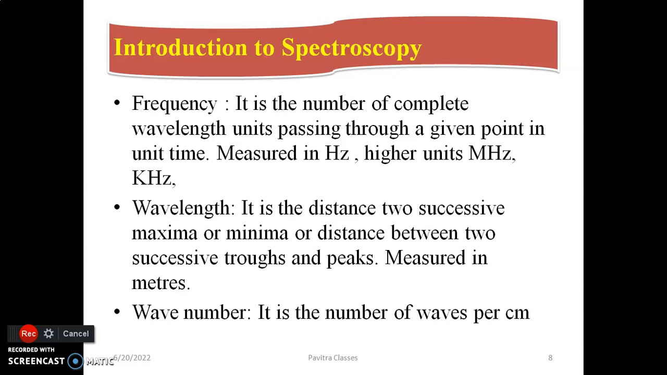Next is the wavelength. It is the distance between two successive maximas or two successive minimas, that is, between two successive troughs or peaks. It may be above the plane or below the plane. It is usually measured in meters. Wave number is the number of waves per centimeter.